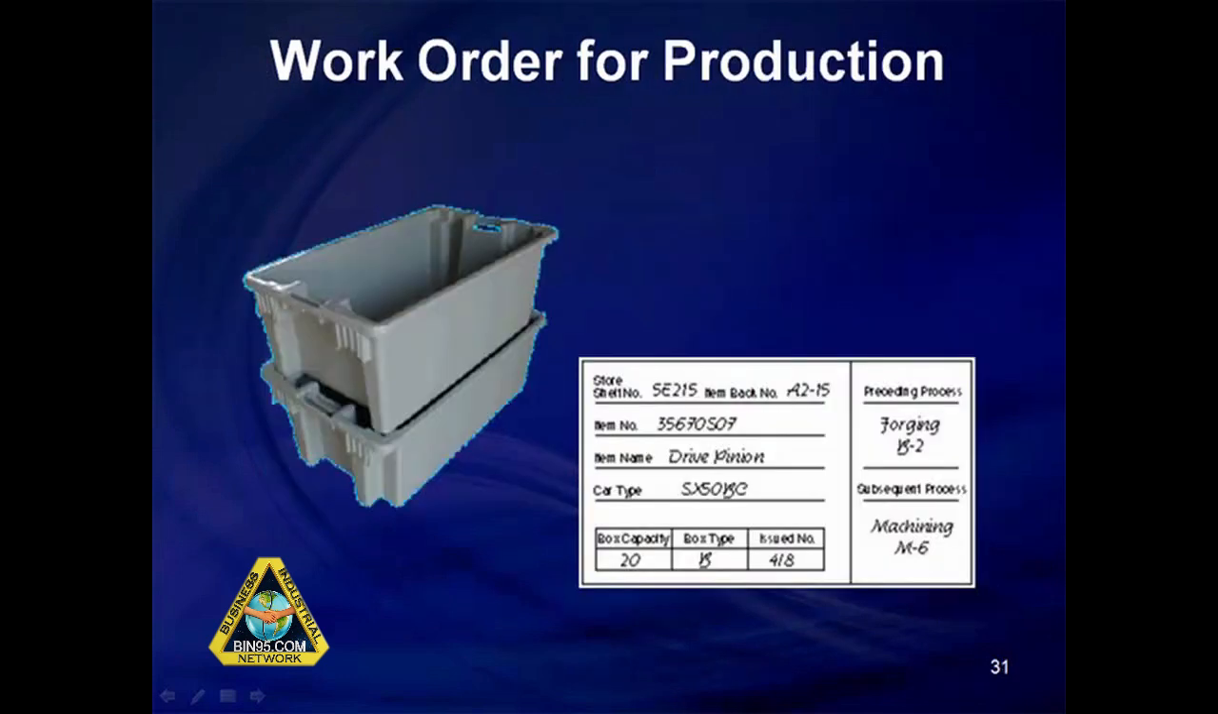An empty Kanban container along with the Kanban card acts not only as a signal to produce more, but can also be used as a work order for production. This eliminates the need to print work orders, which saves time and money.